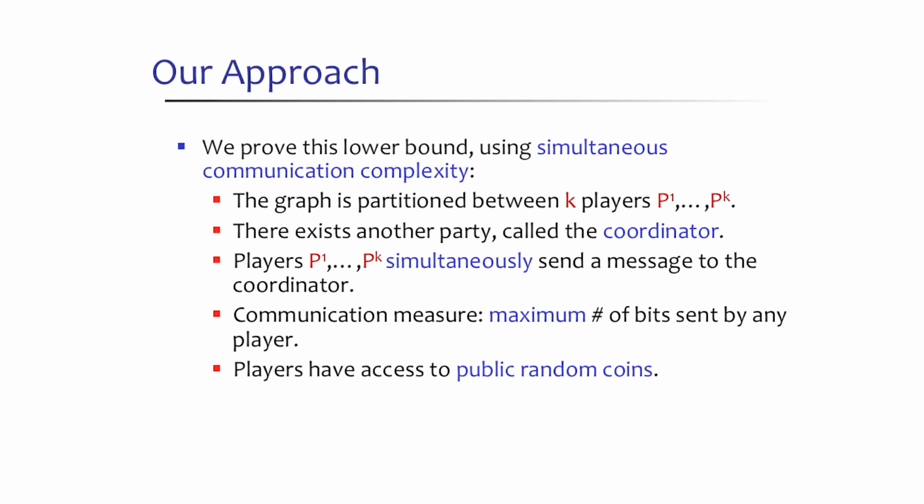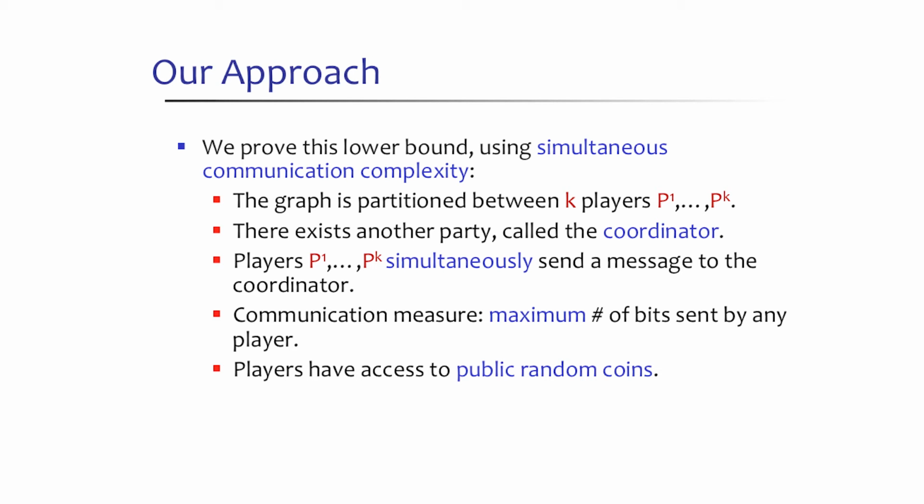So we're going to prove this indirectly. We're going to go through by looking at the simultaneous communication complexity of the matching problem. The setting for the simultaneous communication complexity would be the following. The input graph I'm going to assume is going to be partitioned among k players. And the task that these players have is to send information about the piece that they hold to a coordinator. And the coordinator needs to collect enough information to be able to recover an n to the epsilon approximate matching.